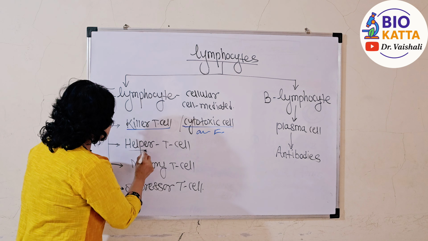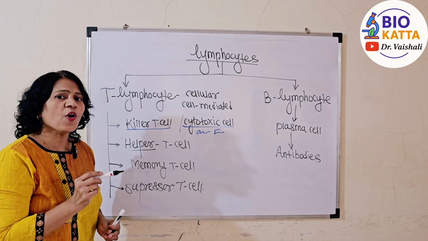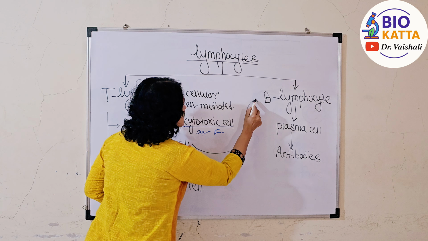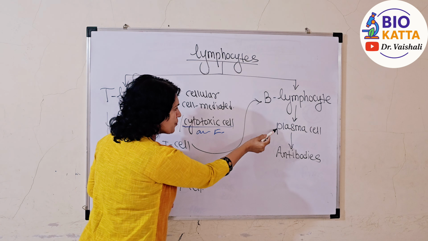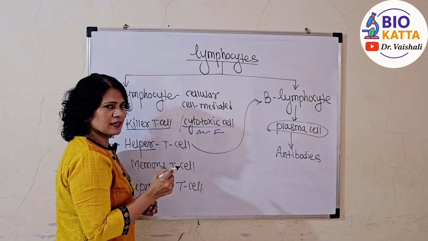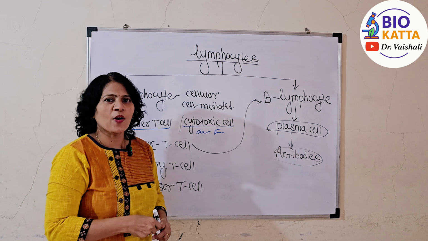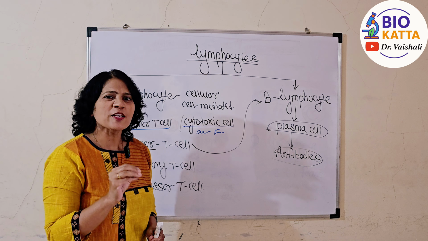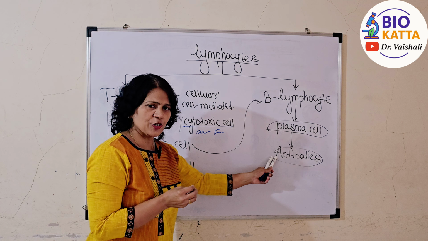As its name suggests, this cell itself does not kill any pathogen or antigen, but the helper T cell stimulates the B lymphocyte, and the B lymphocyte further stimulates some cells present in the plasma, which produce antibodies. Finally, those antibodies interact with the antigen, antigen-antibody complex formation takes place, and the antigen gets destroyed by those antibodies.